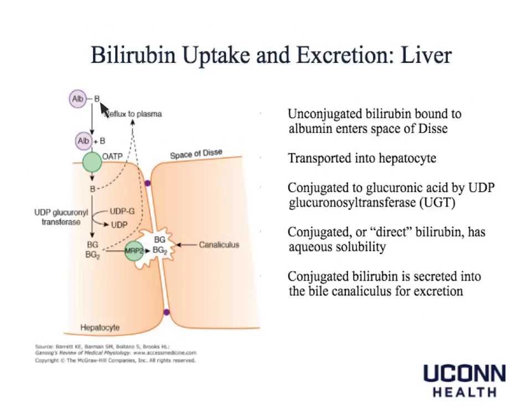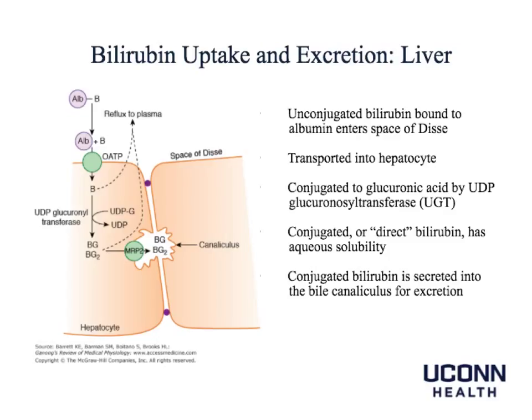Upon reaching the liver, albumin that's transporting bilirubin can get through the specialized fenestrated endothelial cells of the liver into the space of Disse. Once there, it can access the basolateral membrane of the hepatocyte. Bilirubin is then transported across the basolateral membrane via an organic acid transport protein.